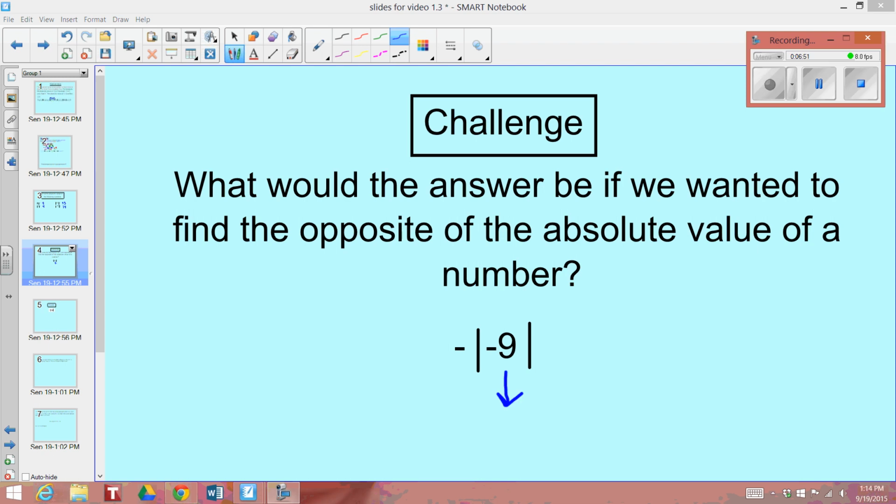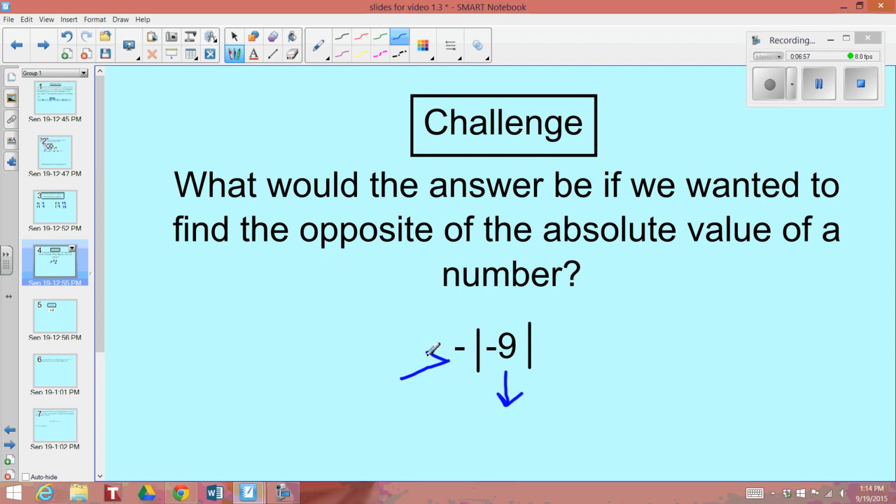Okay, let's look at this question. There's a negative sign on the outside of the absolute value signs. I remember from the last lesson that this means they're asking me for the opposite of the absolute value of negative 9. So the first thing we should do is find out what the absolute value of negative 9 is. Well, I can look at my number line, and I know that negative 9 is 9 units from 0.